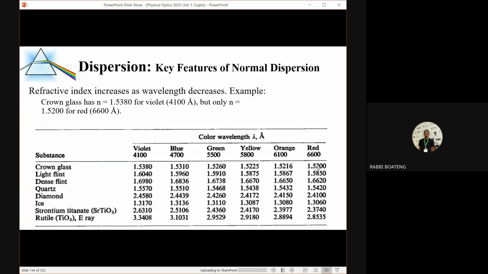Maybe let me ask that question. Is it the same? Are we getting the picture I'm trying to paint here?